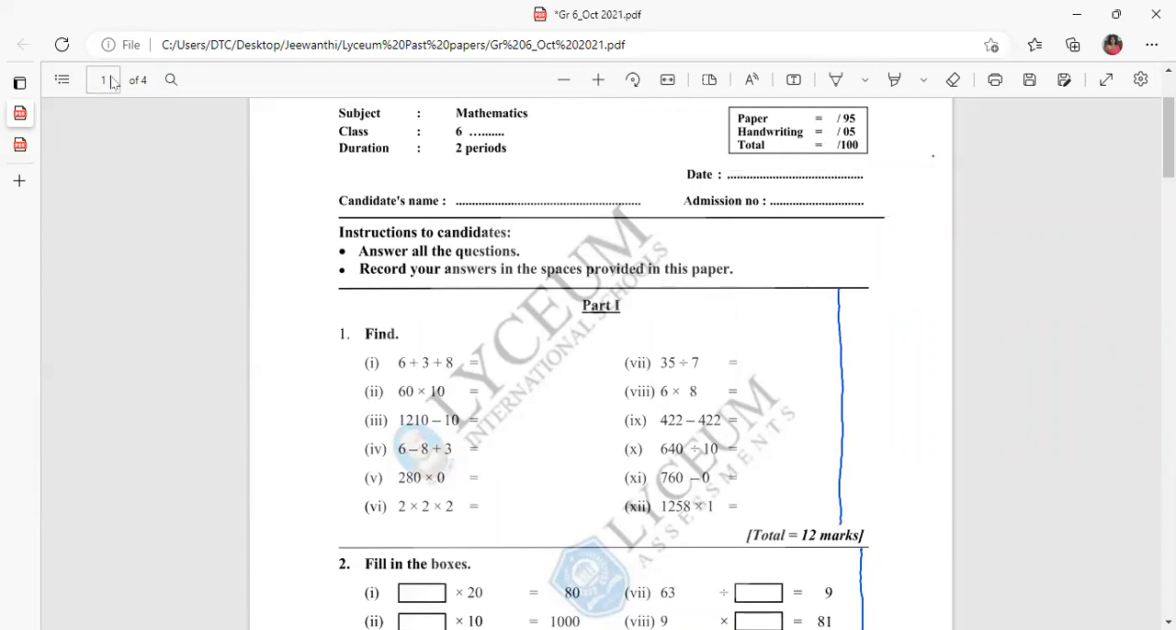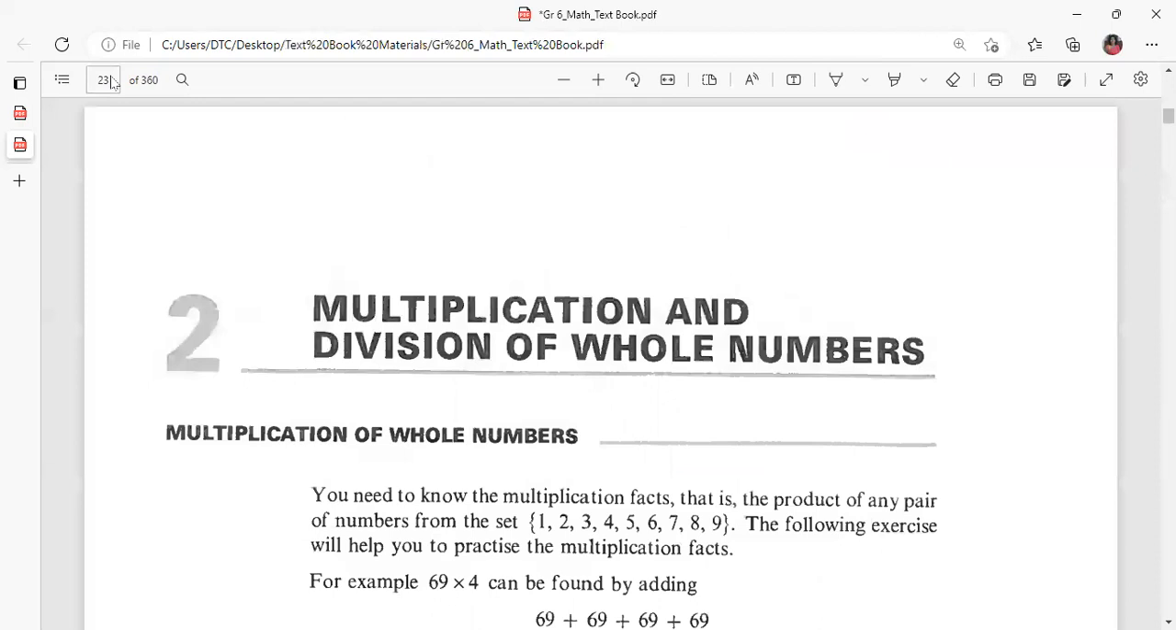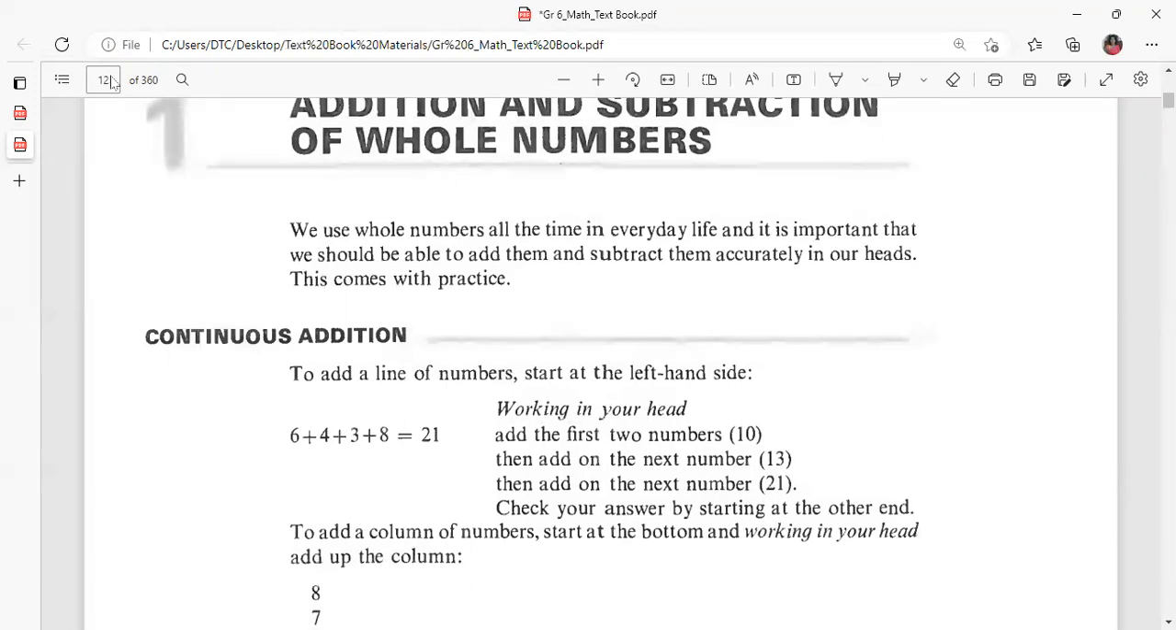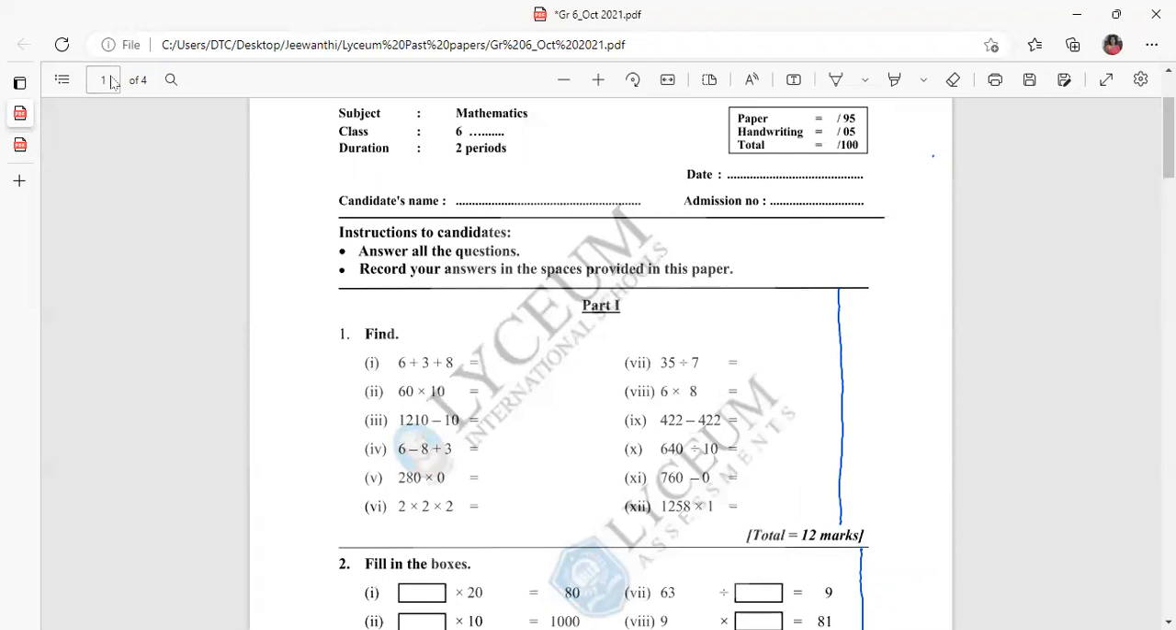Now here you can add the numbers. Hope you know the steps you want to follow when you are adding the numbers. Here you want to start from the left side to add, right? This is the theory you should know. So 6 plus 4, 10, 10 plus 3, 13, 13 plus 8, 21. So likewise, first one, 6 plus 3, 9, 9 plus 8, 17.